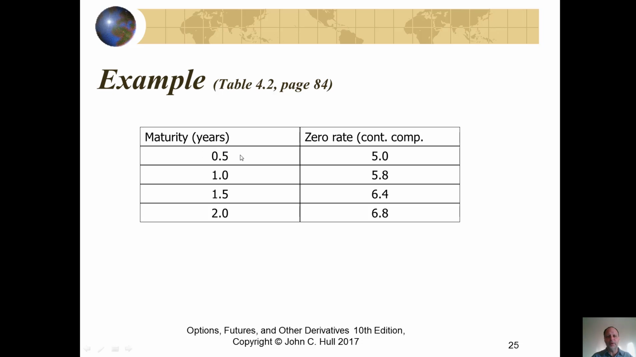A bond maturing in 6 months has a zero rate of 5% if it was a zero coupon bond. A zero coupon bond maturing in 1 year, 5.8%. A zero coupon bond maturing in 1.5 years, 6.4%, and a zero coupon bond maturing in 2 years with a zero rate of 6.8%.